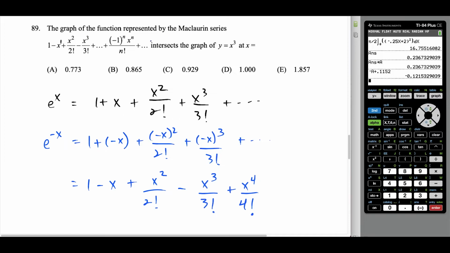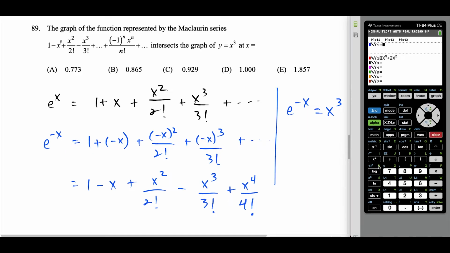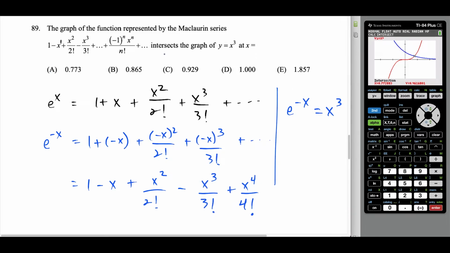We want to know when this Maclaurin series intersects the graph of y equals x to the third. So what we're really trying to answer is, when is e to the negative x equal to x to the third? This is a pure calculator question. We write e to the negative x, and then x to the third power, and these graphs should definitely intersect. The setting I had it on before is conveniently able to show the point of intersection. So I press second trace 5 to find the point of intersection, press enter before, scroll, press enter after. Notice it's at x equals 0.773, which matches choice A.